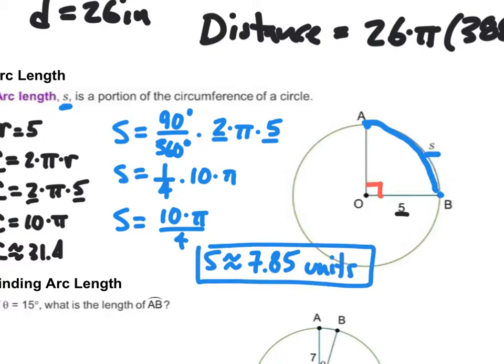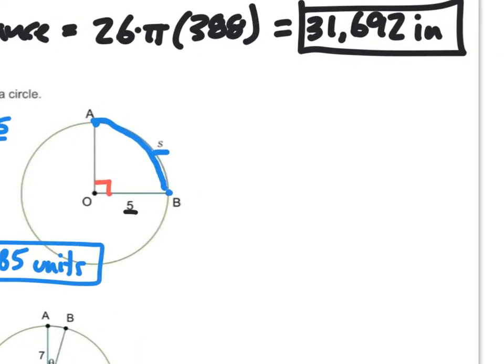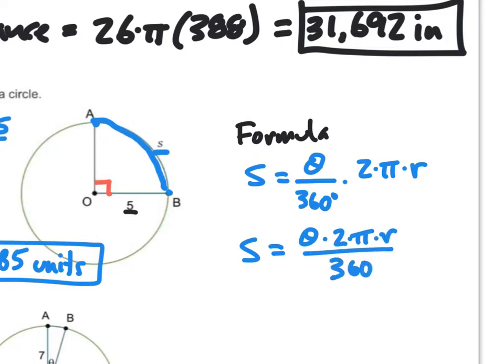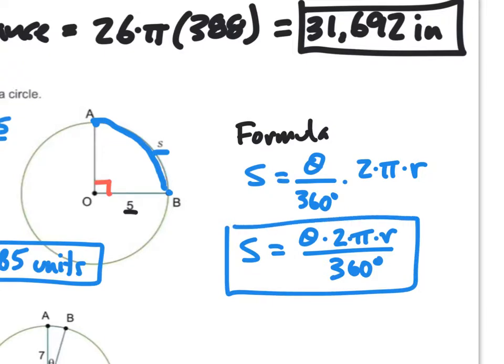So let's think of a formula here. The formula we can use is: arc length S is equal to your central angle, theta, divided by 360 degrees, times your circumference, which is 2 times pi times your radius. Now let's clean this up a little bit and do this all as one fraction: theta times 2 times pi times your radius, all over 360 degrees. I'm going to use that as my formula for arc length.